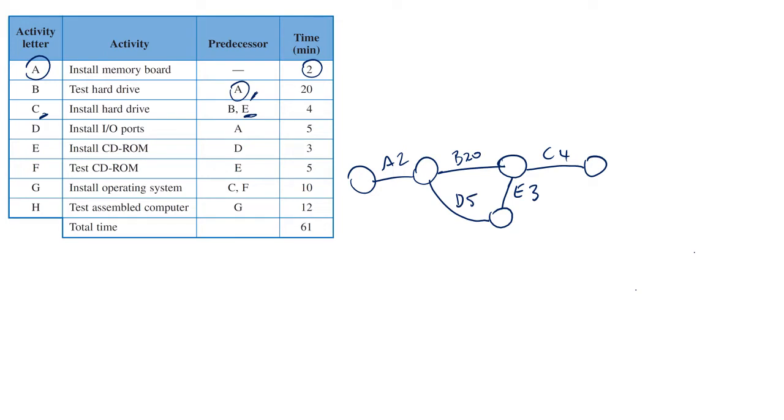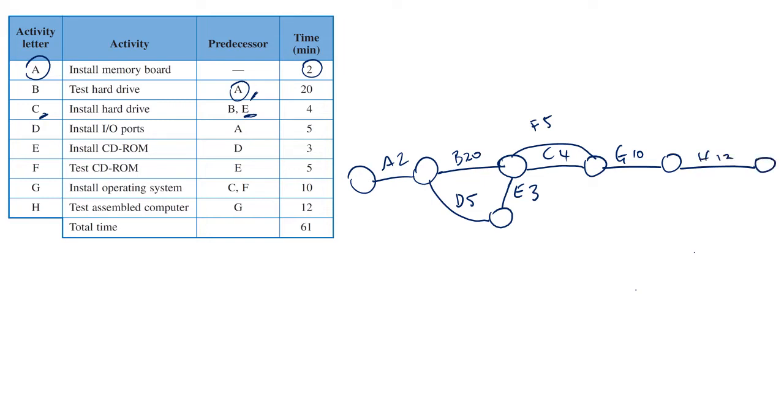Okay, now let's look at activity F. E's got to be done before F. So let's do an F here. F is going to take 5 minutes, and I think we can just loop it like that. Looks good. Now we've got to install the operating system, so that's got to come after. G comes after C and F, so there's G, and that's going to take 10 minutes, and then we're going to do activity H, which is 12 minutes.